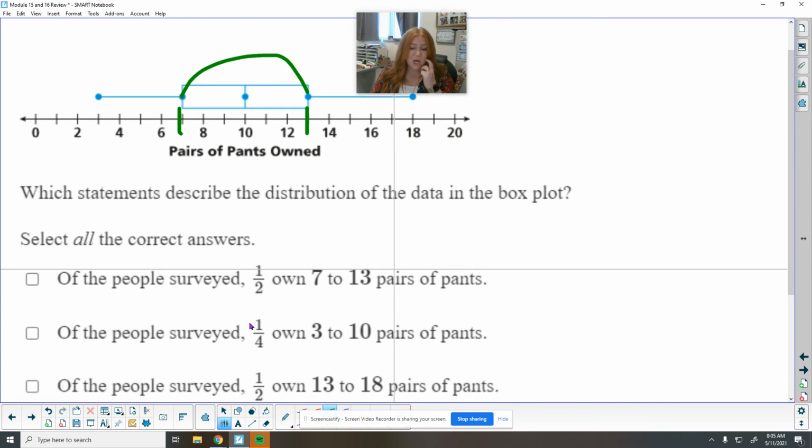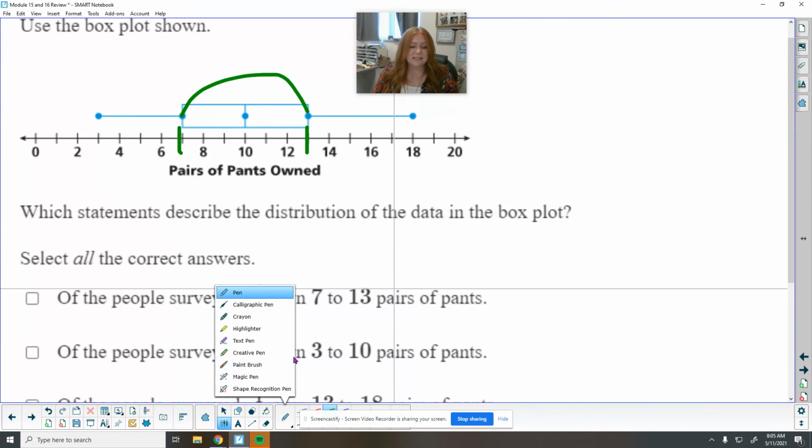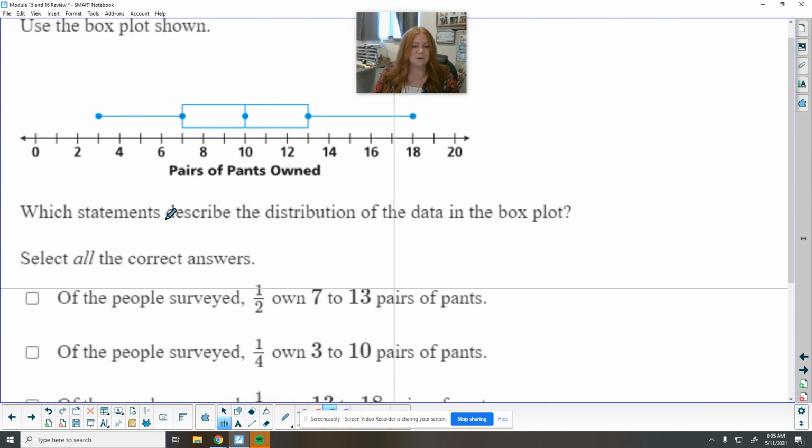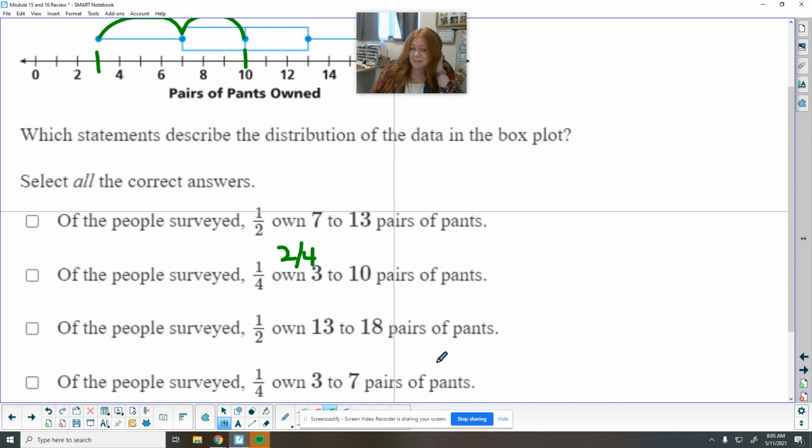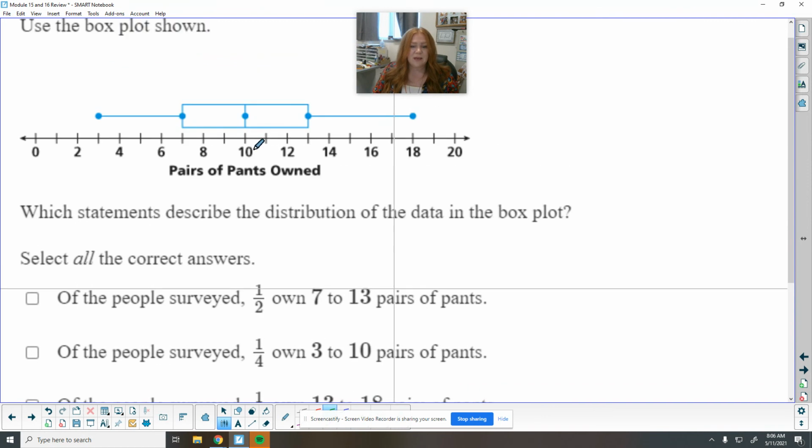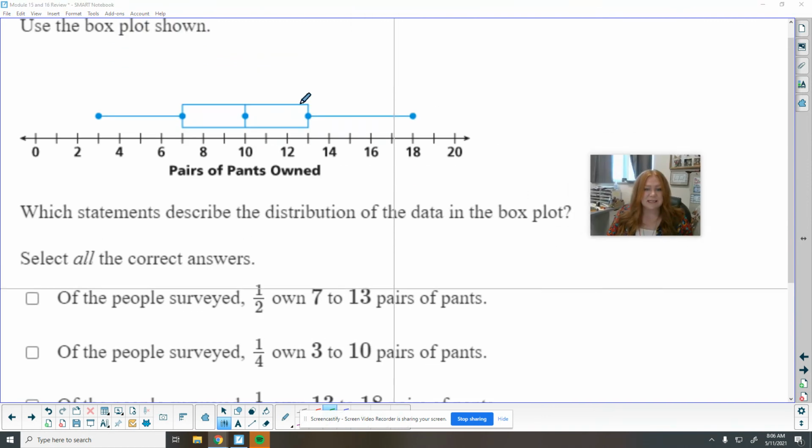Of the people surveyed, a quarter own 3 to 10. So 3 to 10. So 3 is here, 10 is here. So I can see here's one section. This is 2 sections. So this is really 2/4 of the data. People own 3 to 10 pairs. Of the people surveyed, 1/2 own 13 to 18. So 13 is here, 18 is here. This is only one section out of 4.